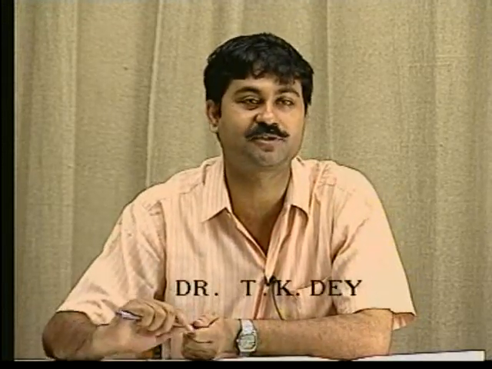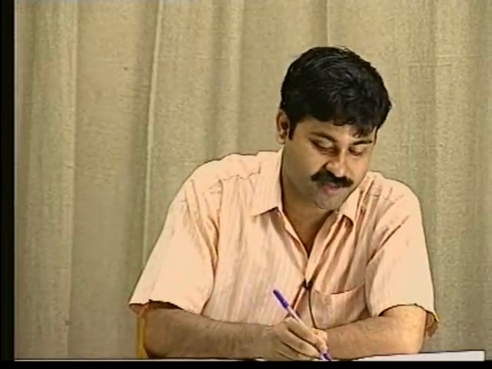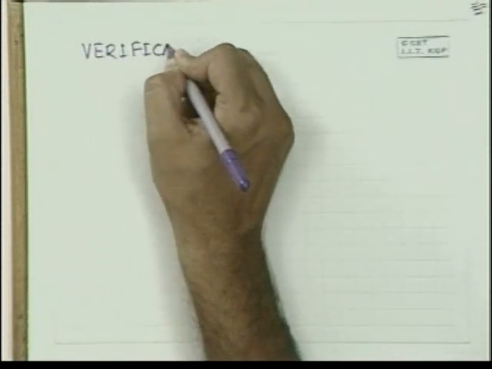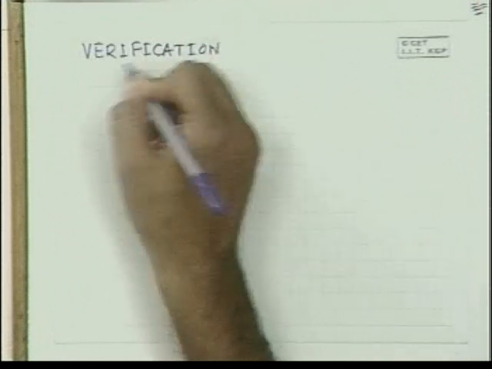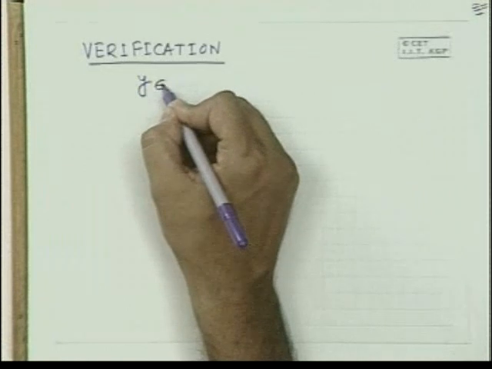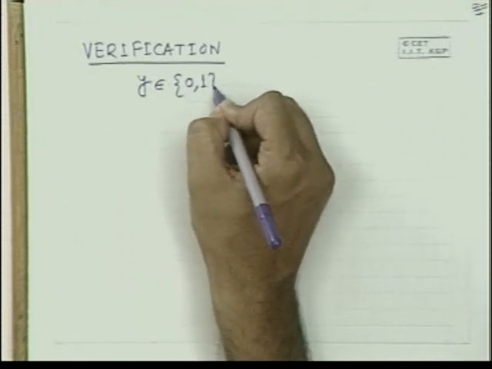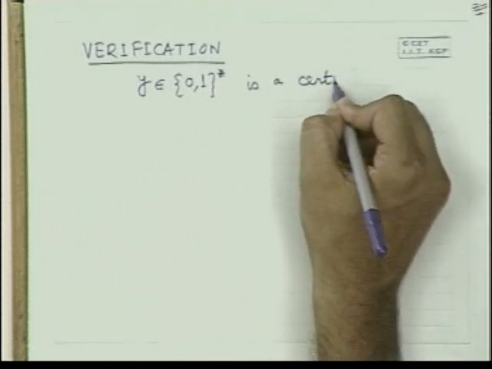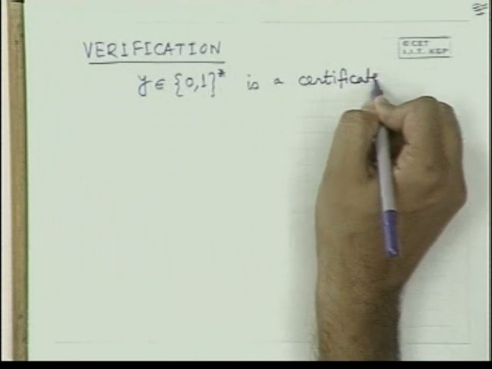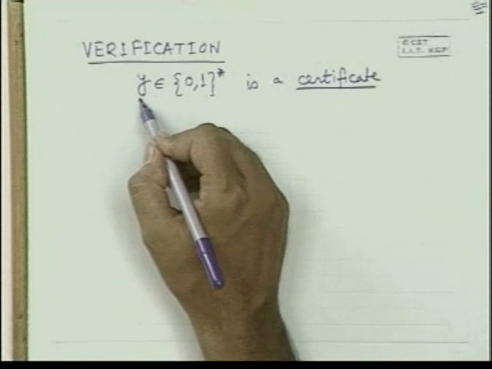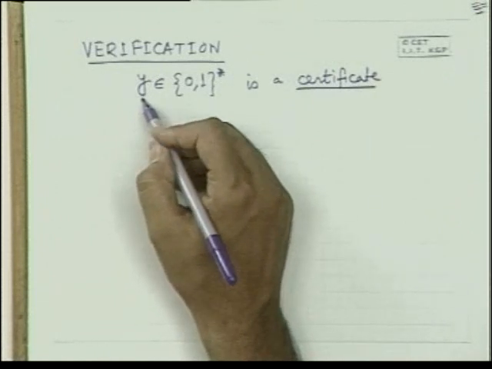So we will formalize this notion a little bit more now in terms of language. So this is the verification. We say that a string y, which is from {0,1}*, is a certificate. This certificate actually means the string, like for Hamiltonian circuit this will be nothing but a Hamiltonian cycle. So this is a certificate.